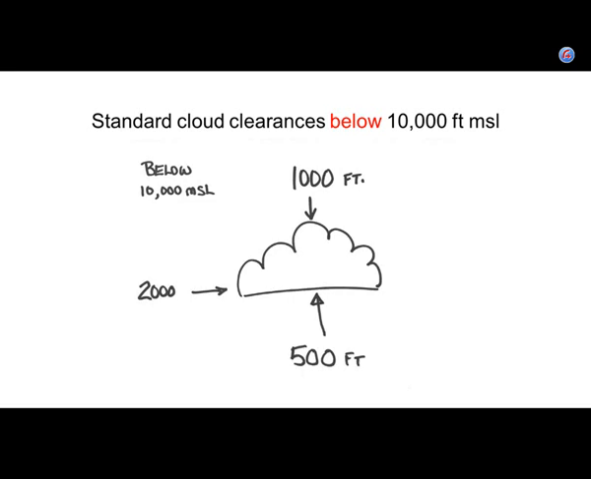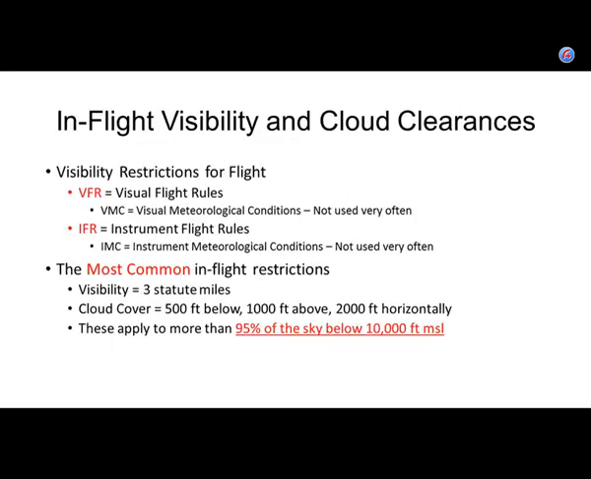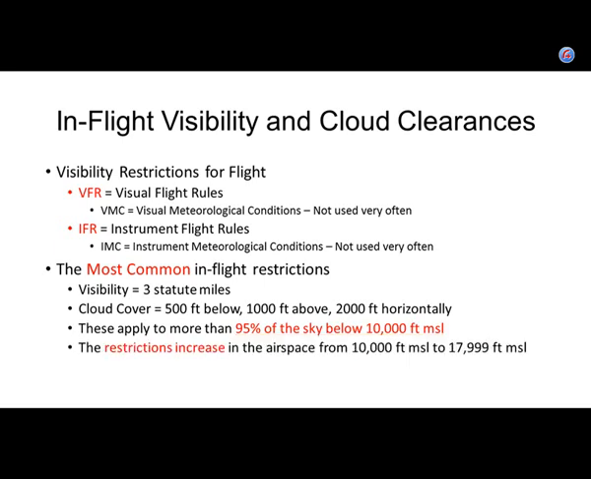Now, those are standard cloud clearances. And as I point out, they apply to more than 95% of the sky below 10,000 feet. What happens above 10,000 feet? What changes? Why does it change? Because the speed changes, right? So the restrictions increase in the airspace from 10,000 to 17,999. You'll remember that Boeing coming out of the cloud, right? How many seconds? 4.4. Why? Everybody remembers 4.4 seconds.